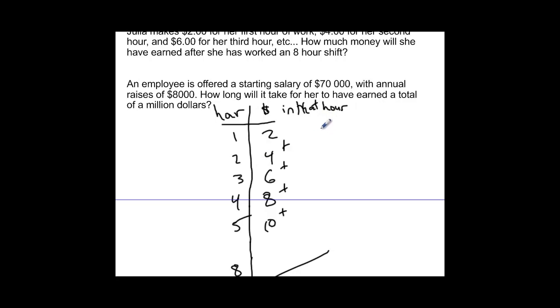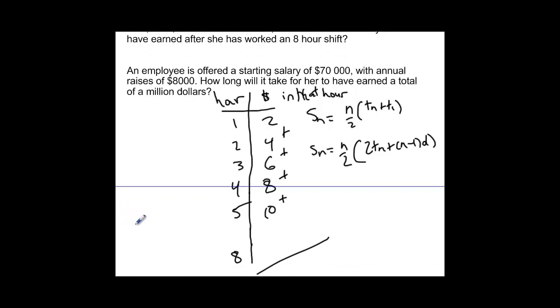So the two formulas we had, let me just rewrite them again, are Sn equals n over 2 times (Tn plus T1), and the other one is n over 2 times (2T1 plus (n minus 1)d). Which of these formulas do we have enough stuff to solve for? For this formula, we need to know how many hours she worked. That's n, which is 8, so that's good. But Tn would be how much she earns in that 8th hour.